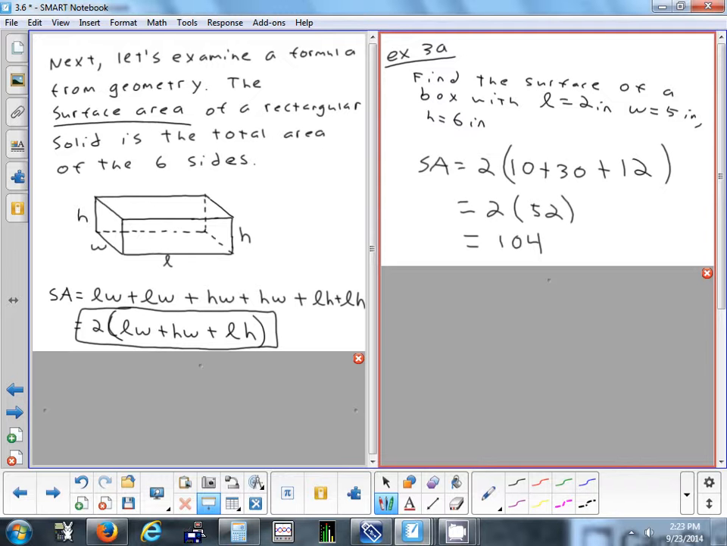Does anybody know how you measure area? Square inches, perfect. Whenever you have a formula that has to do with area, if you calculate the area, it's square inches, square feet, whatever your units are. This formula automatically takes into account all 6 sides.